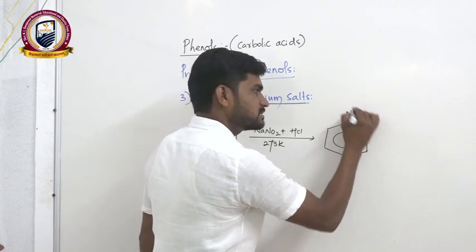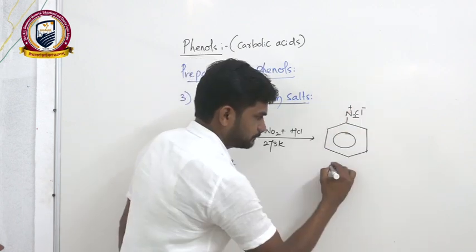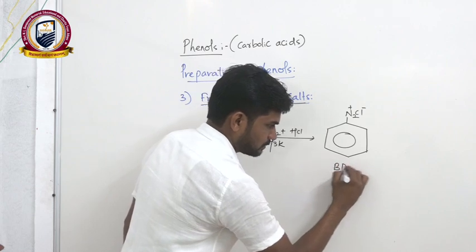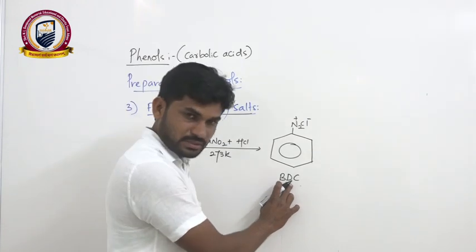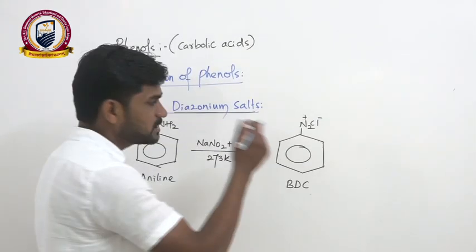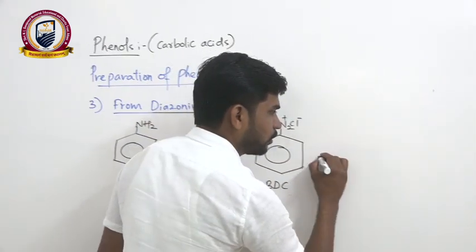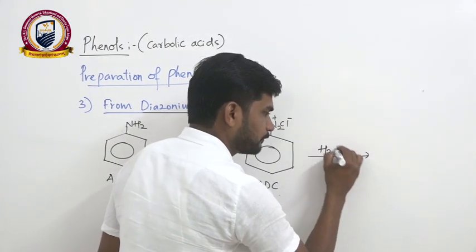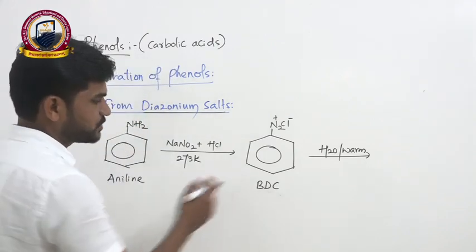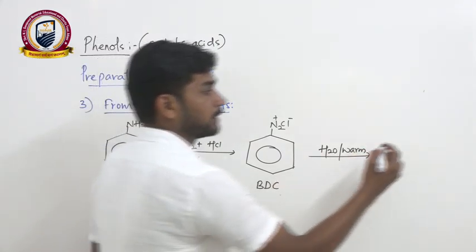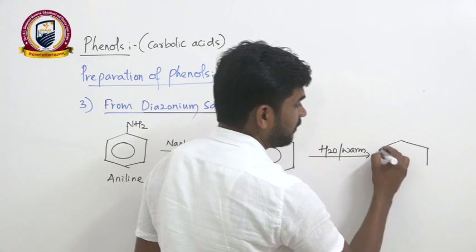So this is called a diazonium salt. We can simply say BDC. BDC is called what? Benzene diazonium chloride, right? So this benzene diazonium chloride or diazonium salt, on warming with water, we will get the corresponding compound called phenols.